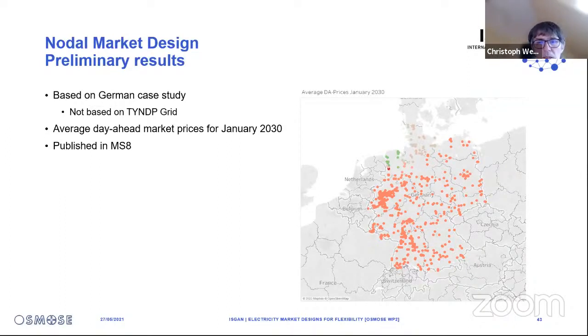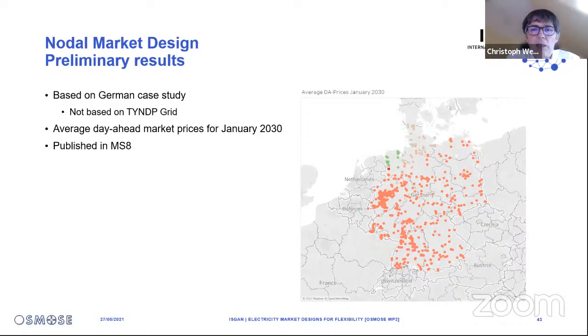And here we see a first result that was a preliminary study which only covered Germany. And we see here what I mentioned before. Large parts of Germany have a rather similar day-ahead price here in January 2030.